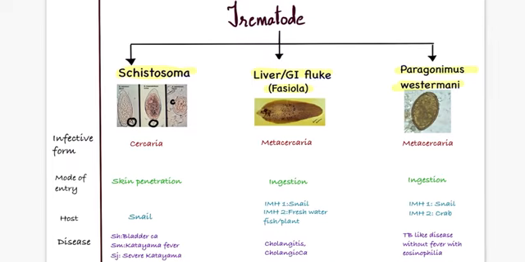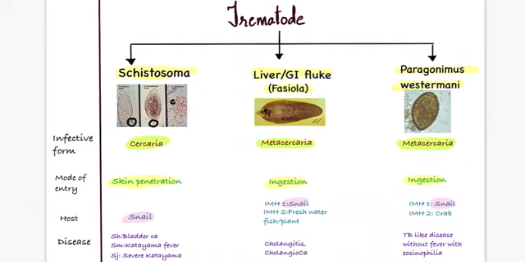Now moving ahead, let us look at the infective forms of trematodes. Under trematodes, for both the liver fluke and lung fluke, the infective form is metacercaria, but for Schistosoma, the infective form is cercaria. The mode of entry in liver fluke and lung fluke is by ingestion, but for Schistosoma it is by skin penetration.